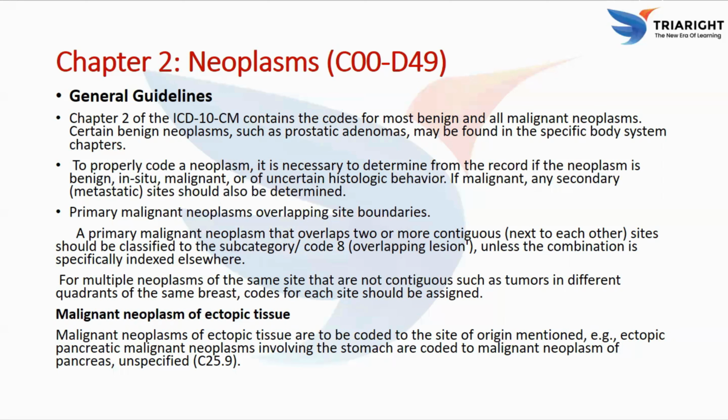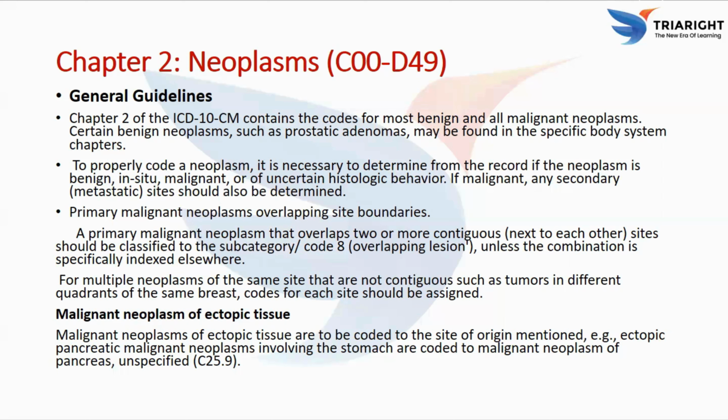A malignant or primary neoplasm is the original cancer site, whereas secondary malignant neoplasm is a metastatic site, the different site to which the original cancer has spread. Uncertain behavior means the pathology is unclear, whereas unspecified behavior denotes that no behavior is documented. If the provider does not clearly document behavior, you have to code D49, which is for unspecified neoplasm.